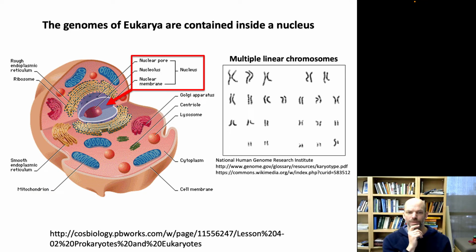Here's just more basic biology to make sure we're all on the same page. Eukaryotes are the ones that have nuclei in their cells. So here's a traditional eukaryotic cell from a textbook. Here's the nucleus that contains the genome.